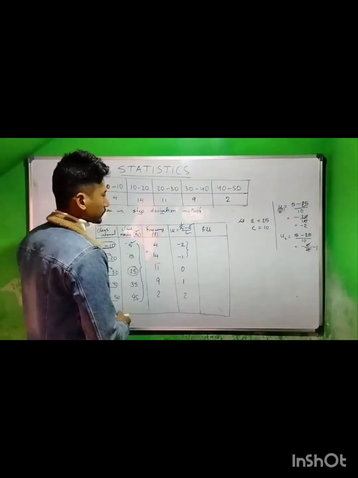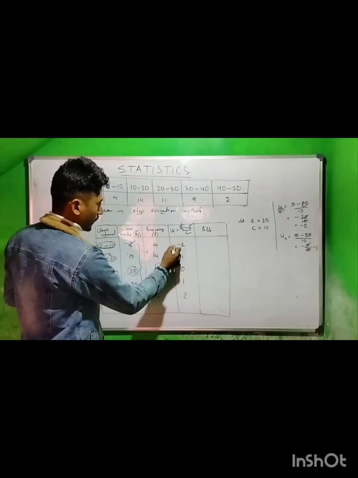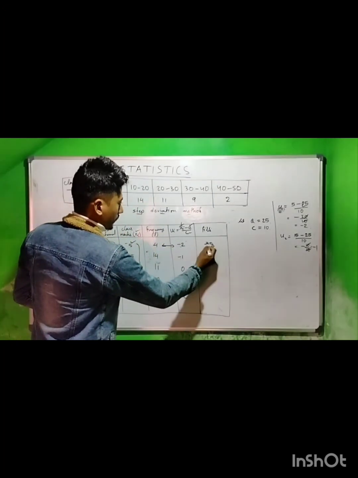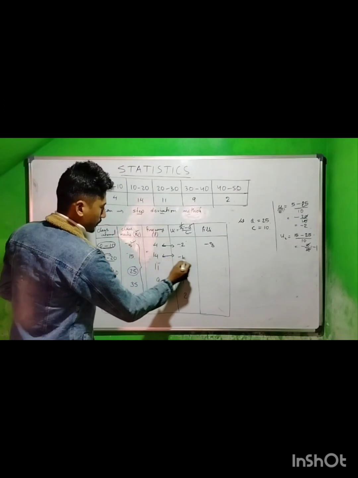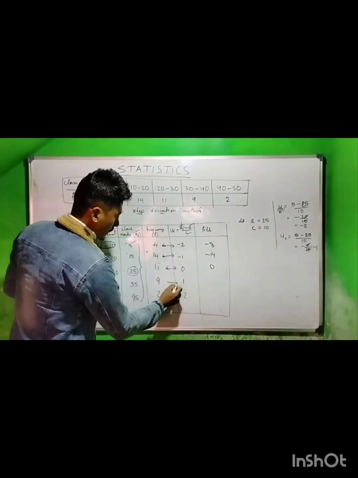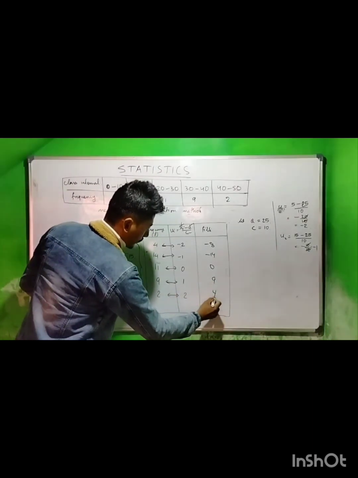Okay. Next is fi ui, that means here is ui and here is fi. We just have to multiply them, and I'll write here minus 8. After multiplication, I'll write minus 14. This gives us 0, this gives us 11, 9, and this gives us 4.